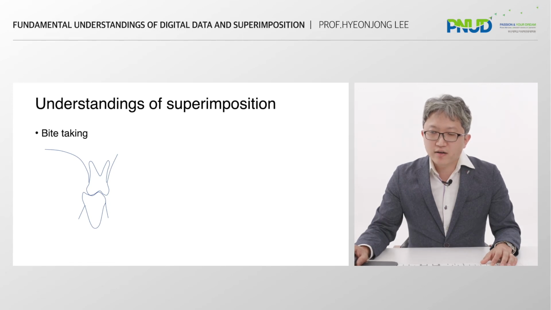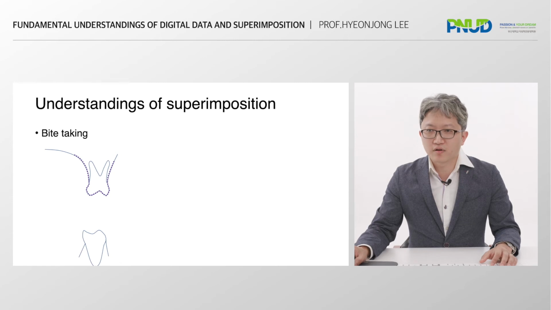There is one upper molar and one lower molar, and they are in occlusion. So let's see the process of intraoral scanning. So first, the patient opens the mouth, and we can scan the upper tooth and surrounding gingiva.